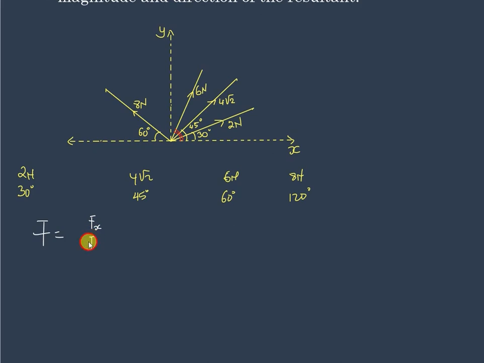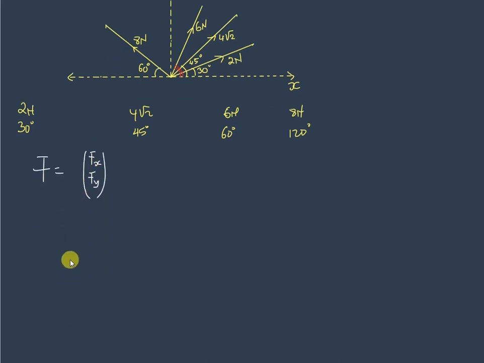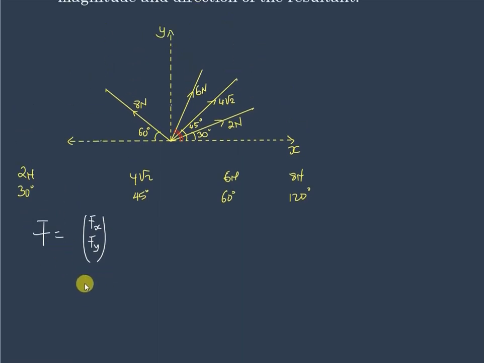Fx, Fy. So we shall need to get the horizontal components, the sum of the horizontal components, and the sum of the vertical components. Now F of this one can be for the horizontal. We look at this force, the 2 Newton force. Horizontally, it is inclined at an angle of 30.